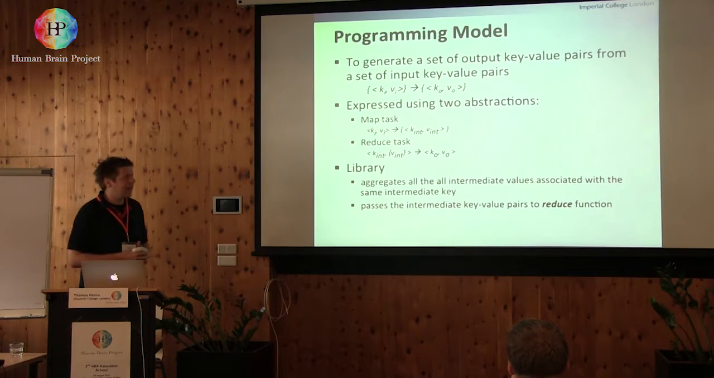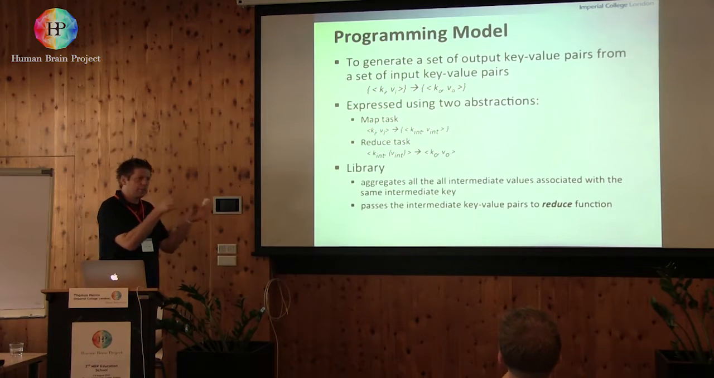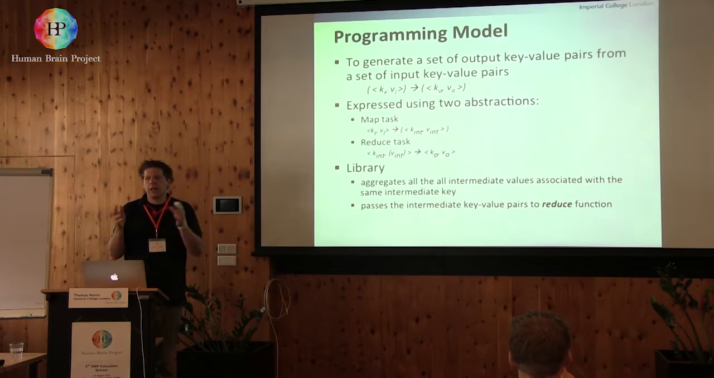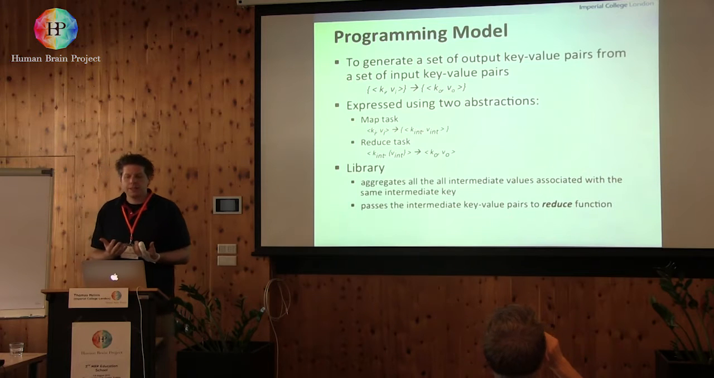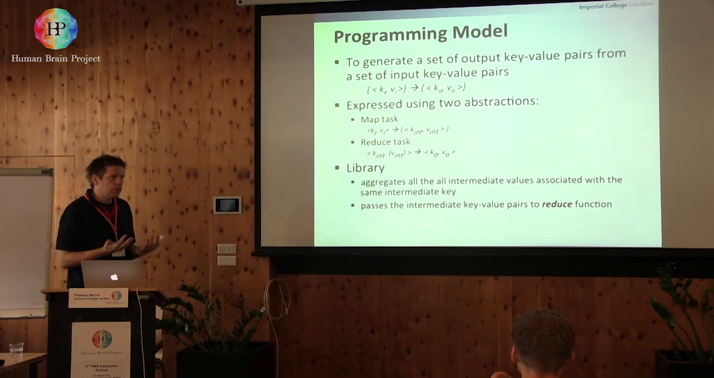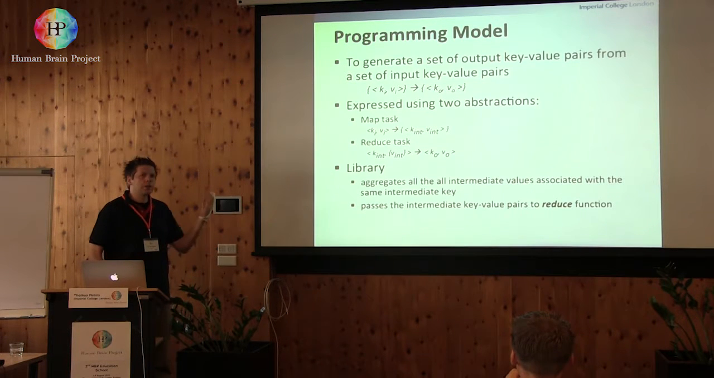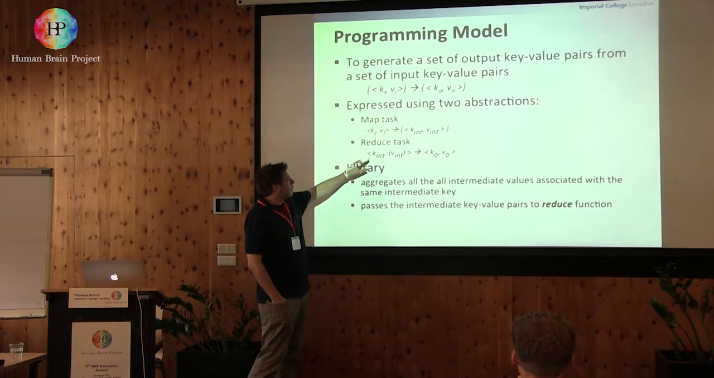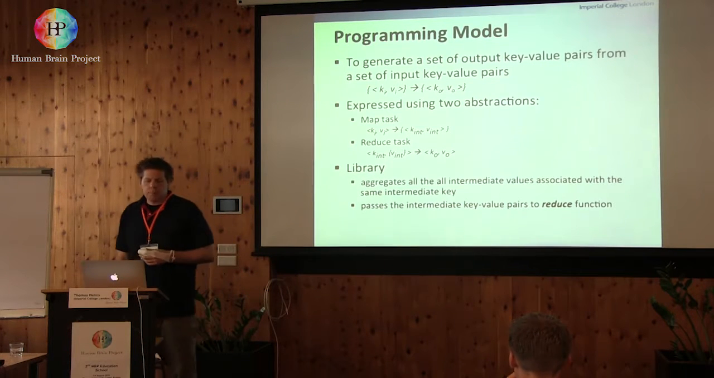You have, again, pairs of key values. At the beginning of the application is the input data, which is transformed into key value pairs, and again comes key value pairs in the end. And for MapReduce, it's nothing fundamentally new, but we're using two abstractions. One is map and the other is reduce. The map task will take in key value pairs and produce intermediate key value pairs, and the reduce task will then take these intermediate key value pairs and produce the output key value pairs. That's really all there is to it.